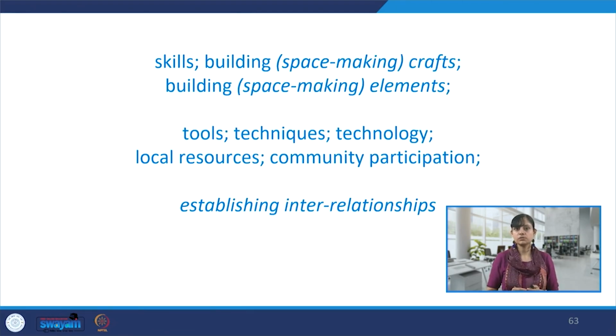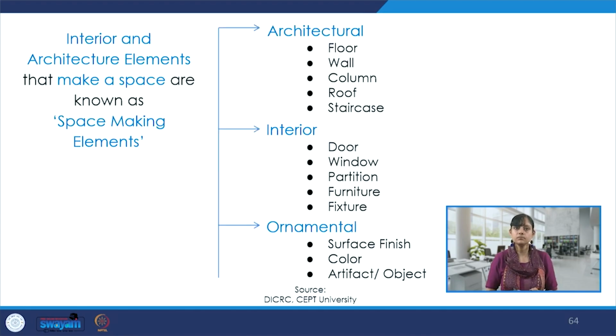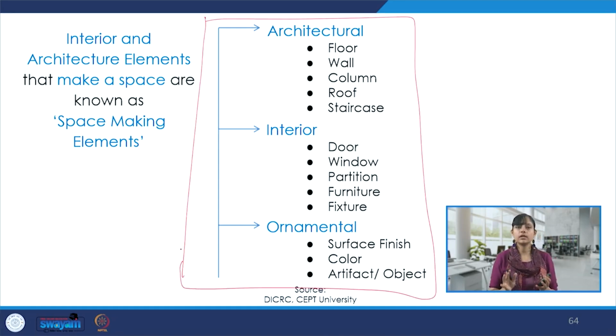We had a discussion on space making elements. Space making crafts continued in terms of understanding the skills, tools, techniques, community participation, how we achieve an ecosystem, establishing the interrelationships amongst all of these, and then how we apply this interrelationship on our projects, and demonstrate this kind of an ecosystem. So, of course, we have seen this chart and started to understand the entire universe when we talk about space making elements and the categories.